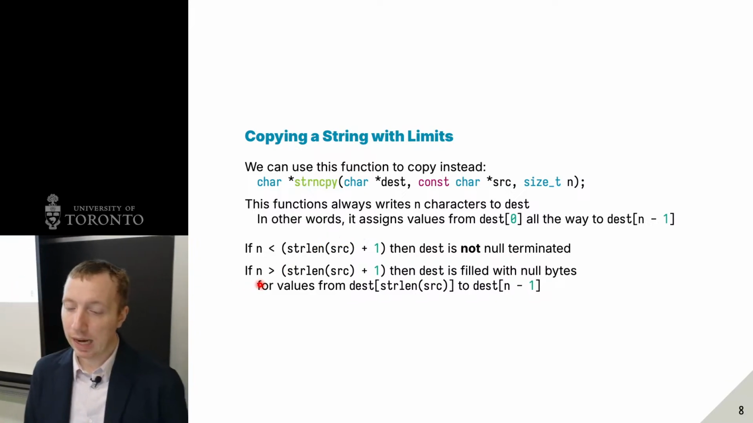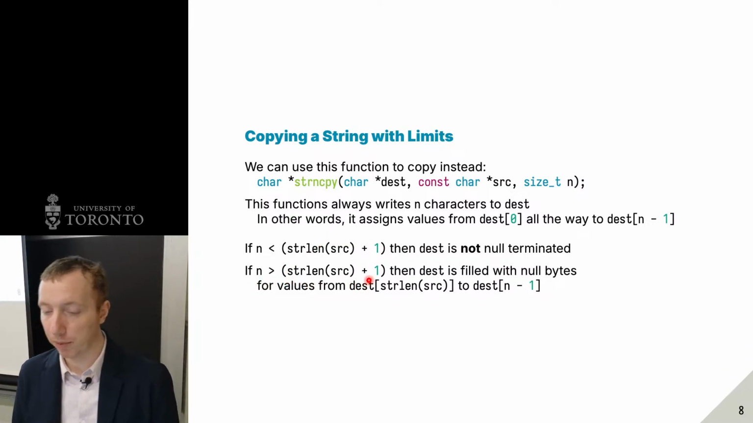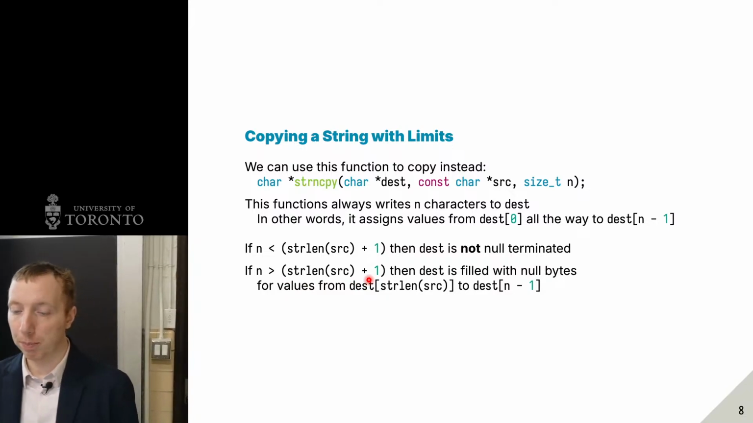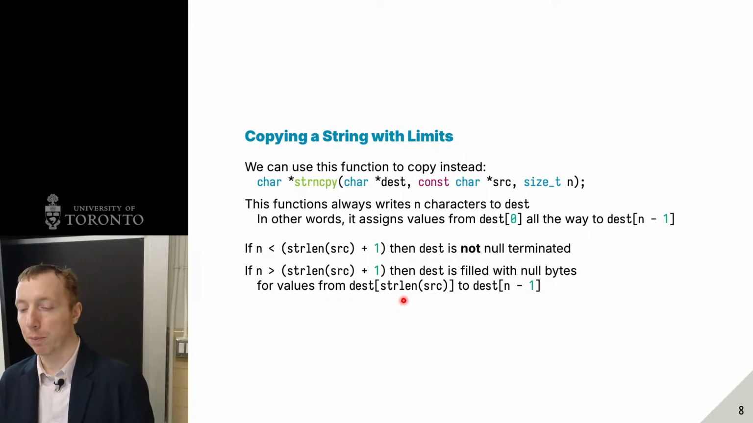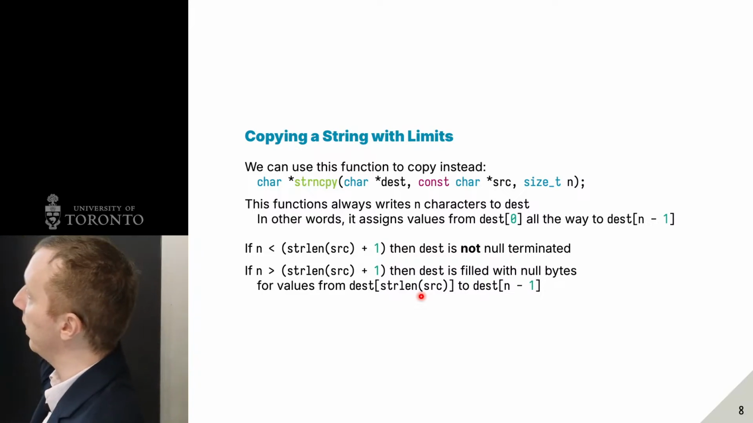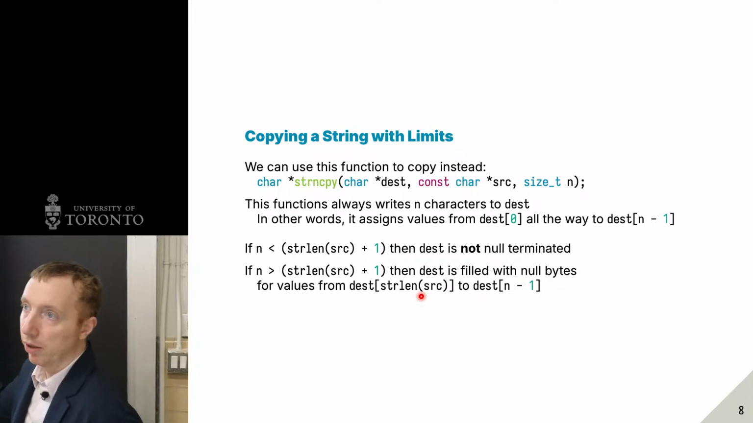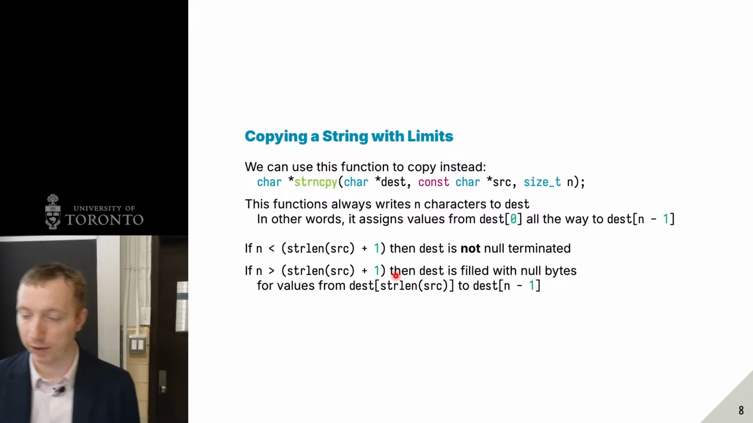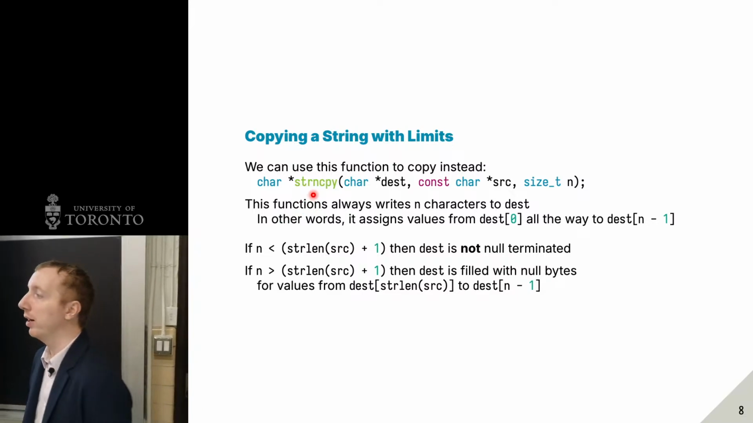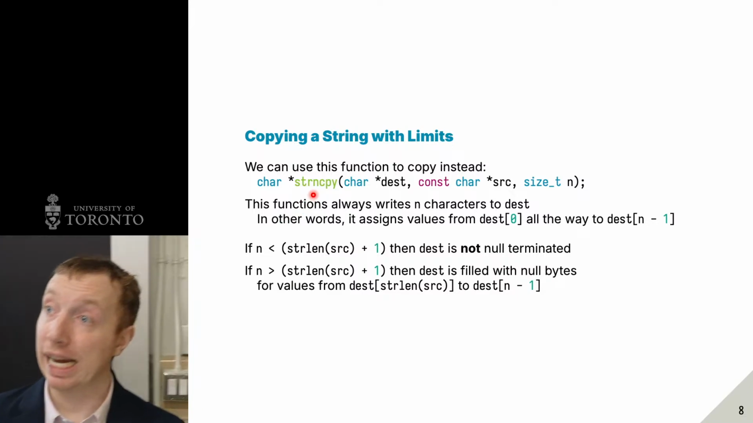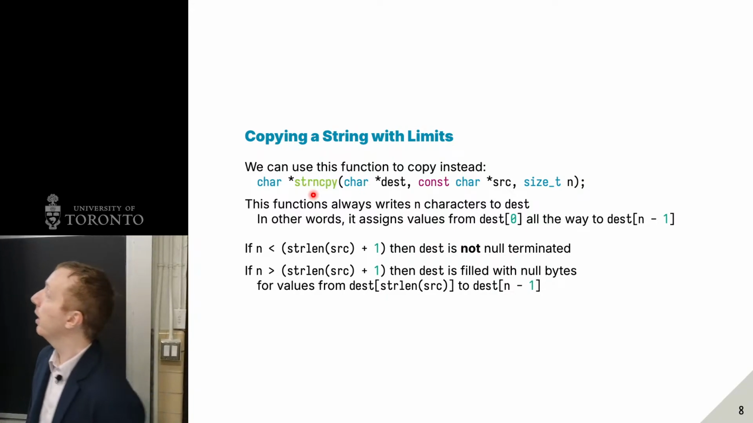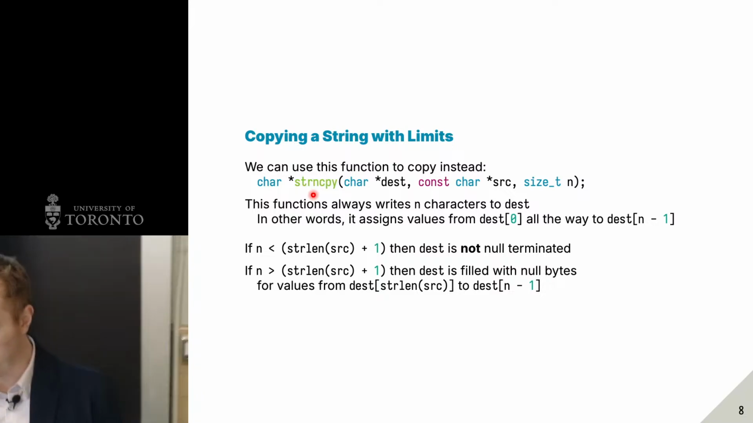So if n is greater than str length plus 1, so it can fit that or has more, then the rest will just be filled with all null bytes. So all of the values from str length, the very last byte, all the way up to the last byte of that destination array will be filled with null bytes. So in general, since there are two cases here, if you use strncpy, the string may not be null terminated. So you will probably have to check that yourself if you want to make sure you are safe.